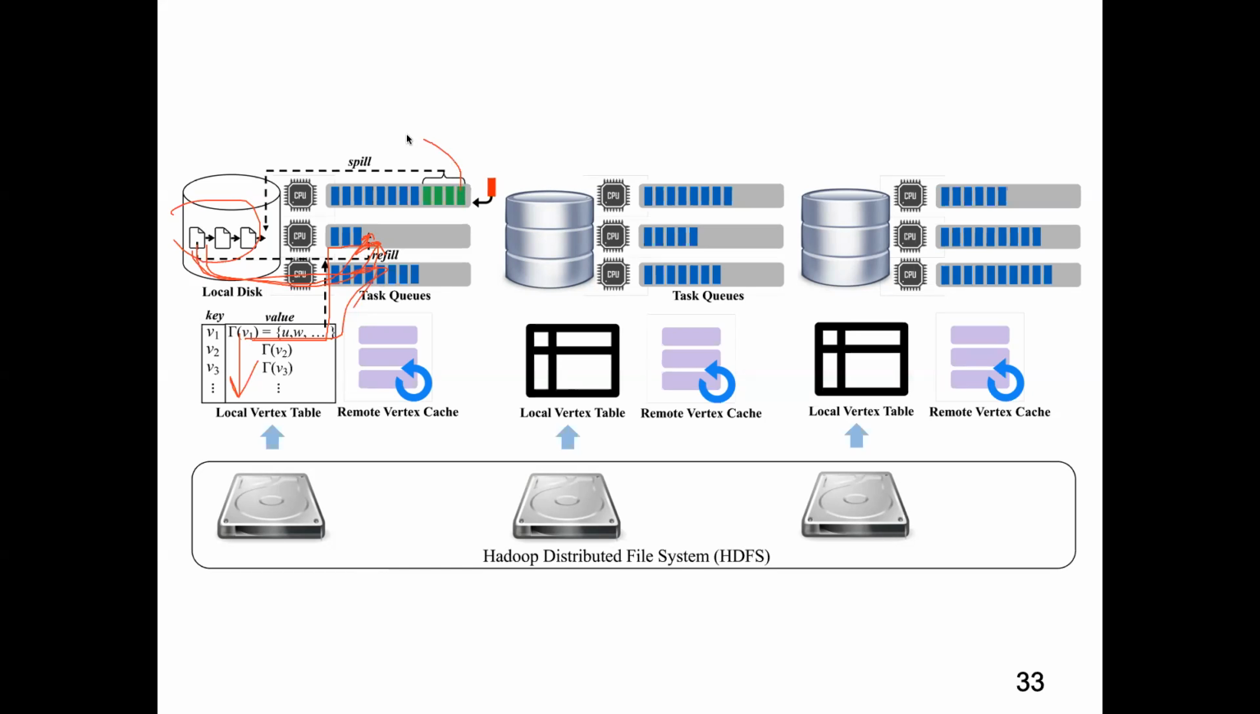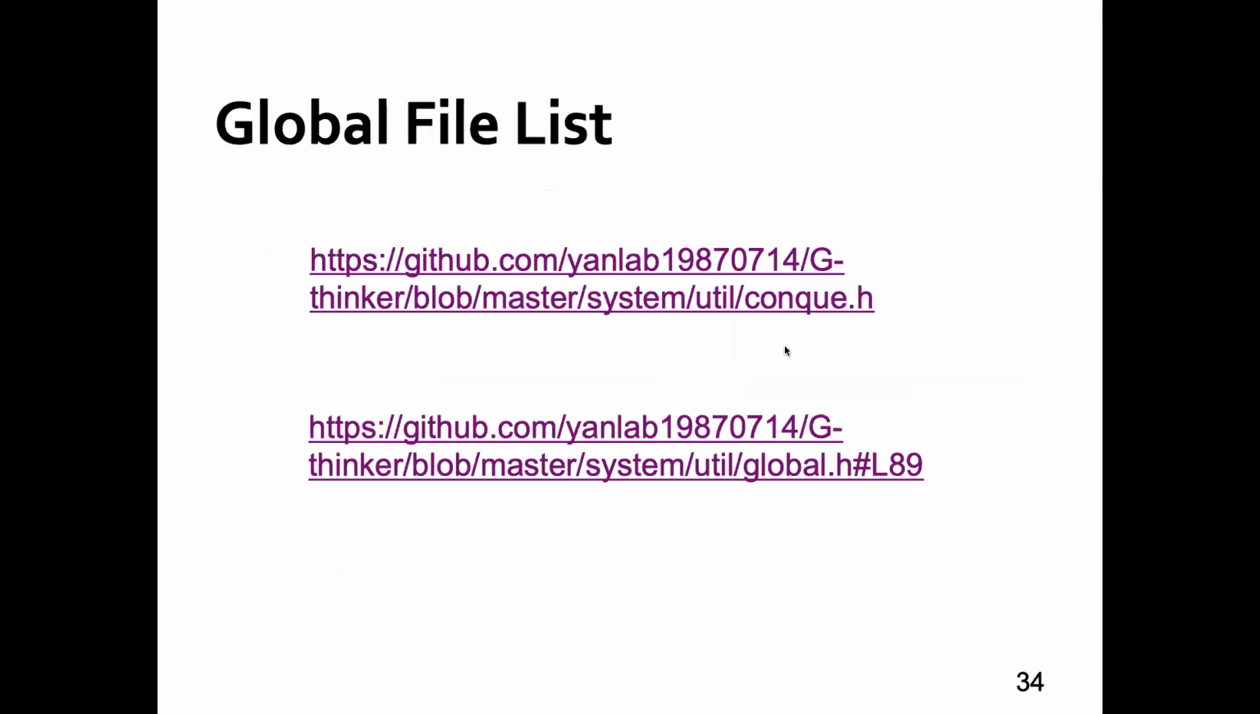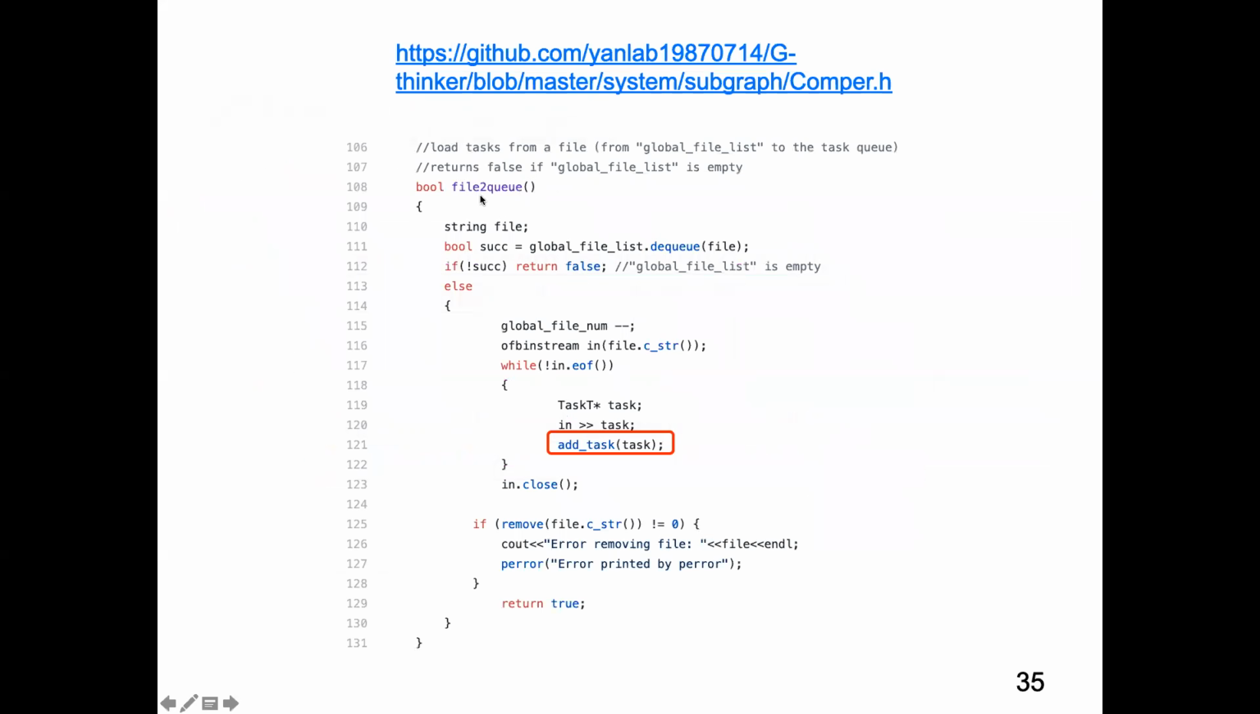And finally, we want to move something to the file if necessary, on the disk. So these are the functions we were talking about. This is moving from a file to the task queue.